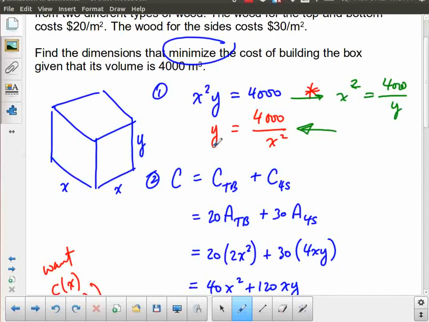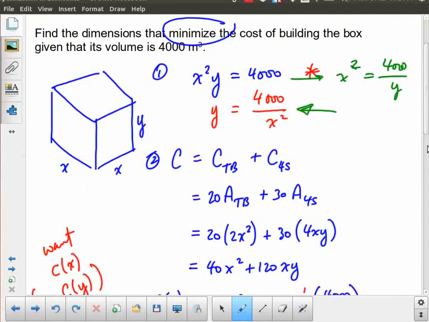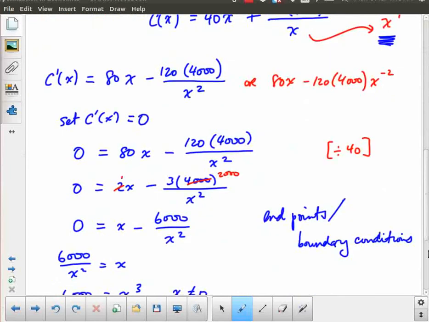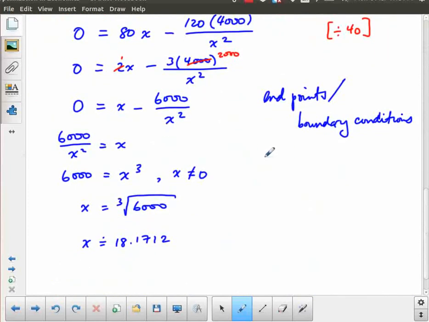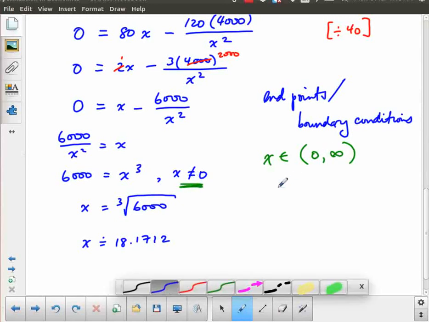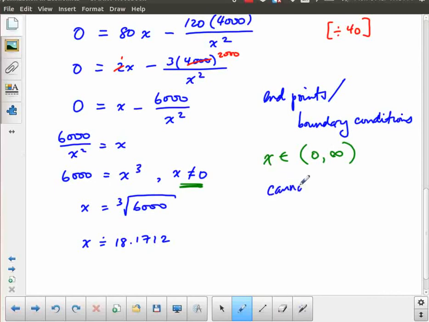And so what we end up with is, in this case, our domain is x is a member of 0 to infinity, but it can't be 0, and we actually discovered that here as well. And it also can't be infinity, because that doesn't make any sense to us. So as it turns out, we cannot test our endpoints.